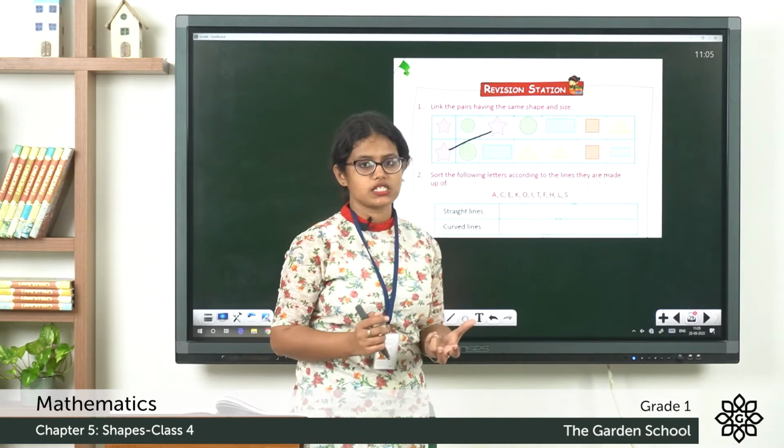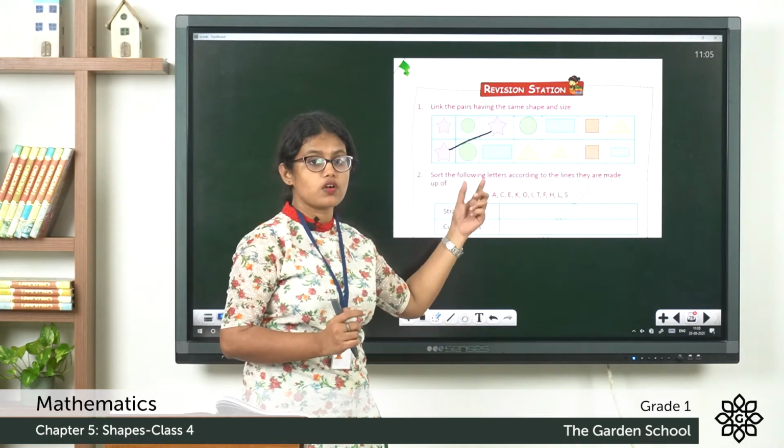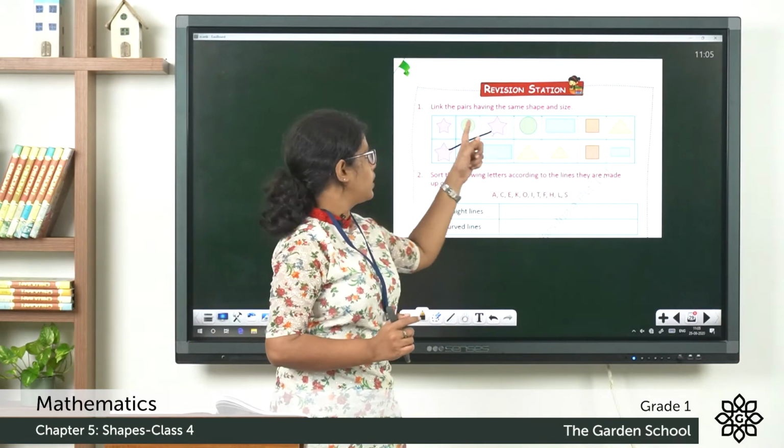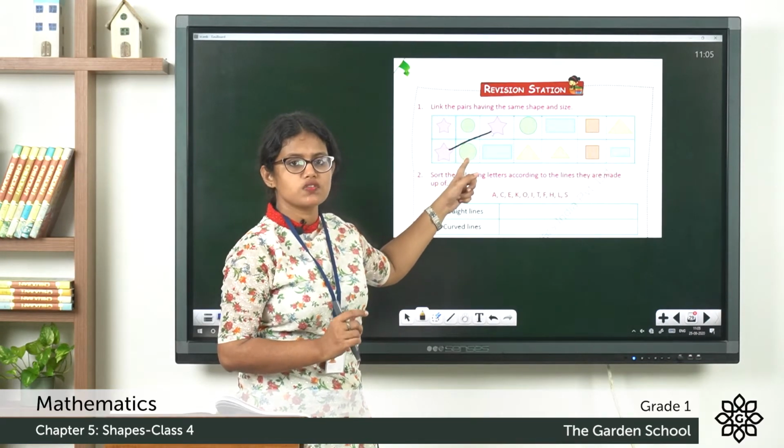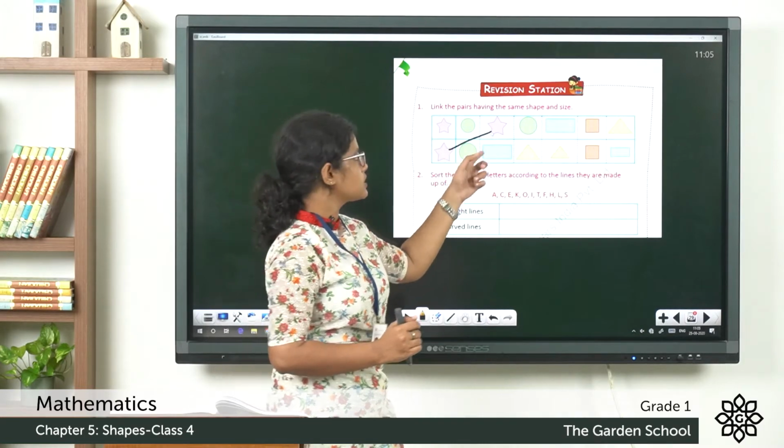Are they of the same size? You have to find a pair of the same size and shape. What about this circle? It is very small. It is small. So it is not of the same size. So let's look for another one.